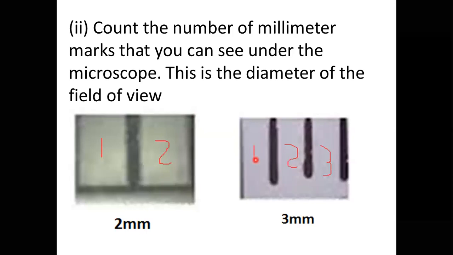Now, once you count those millimeter spaces, the spaces between millimeter marks, you multiply whatever you find by 1,000. Like now, this one is 3 millimeters, meaning this field of view is 3,000 micrometers. This is 2,000 micrometers. That is simple. I think that's not a big problem.